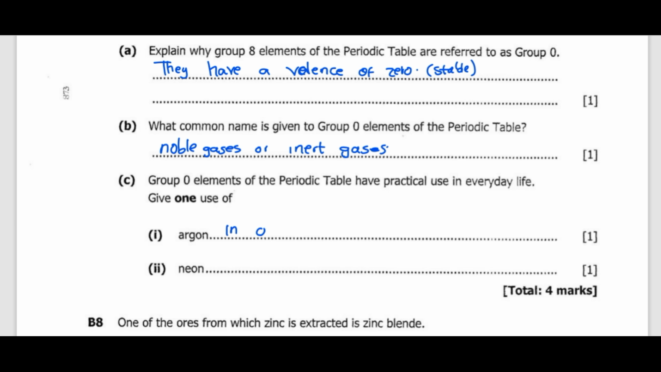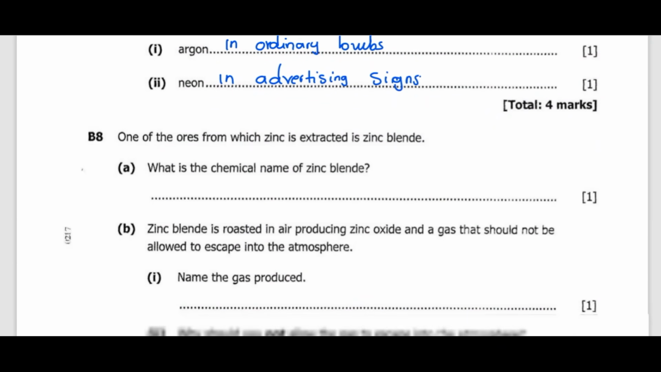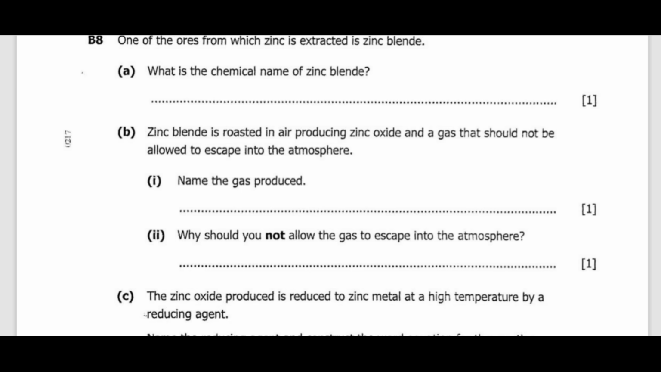So in ordinary bulbs. Then neon in advertising signs. Okay, so now we move on to question 8. So question 8 here.